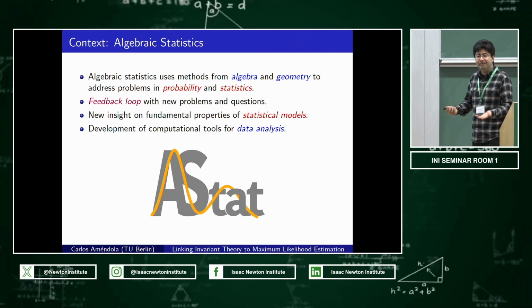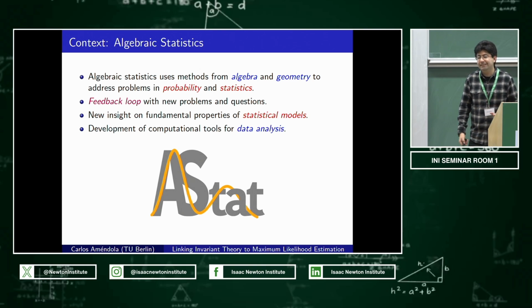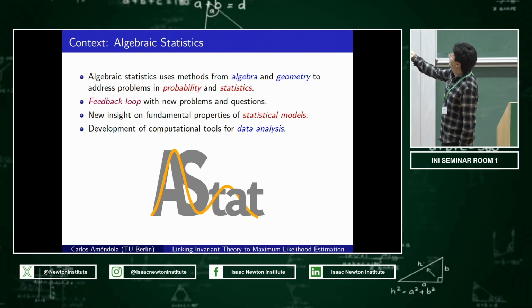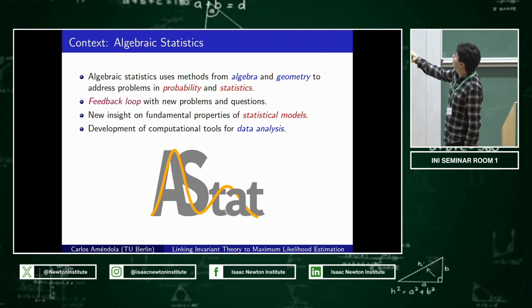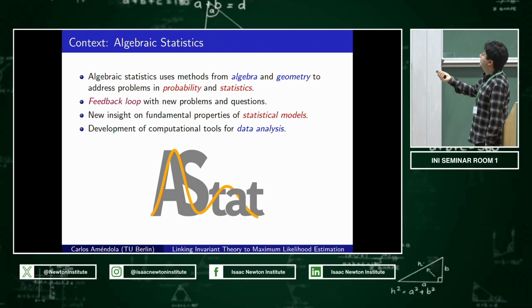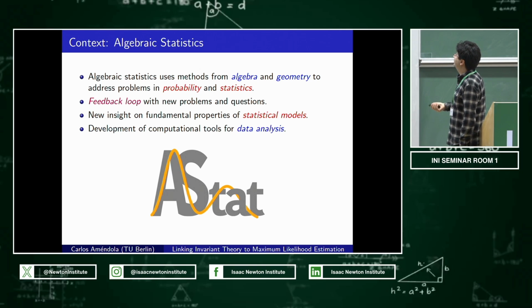So the context is really algebraic statistics, where we have these methods from algebra and geometry to apply to problems in probability and statistics. And as I write here, this is a feedback loop. You find new questions in probability and statistics that turn out to be interesting questions in algebra and geometry, and so this produces new insights both ways. This is the philosophy and essence of algebraic statistics.